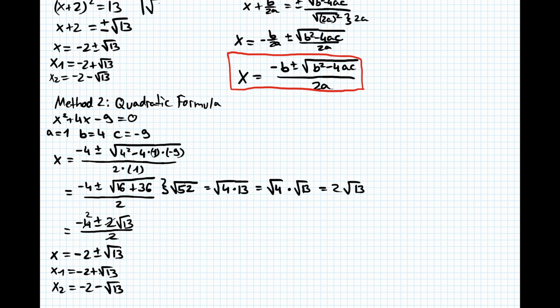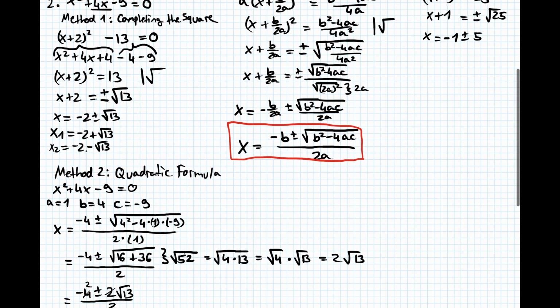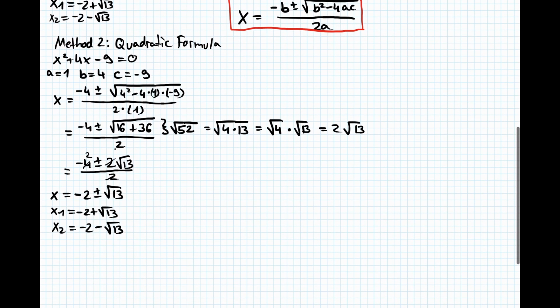square root of 13. And as you notice now, the solutions are exactly the same as with our method 1, completing the square. Because the quadratic formula does exactly that, it completes the square, but you don't actually have to go through the step of physically completing the square. All you have to do is plug in your coefficients, the a, b, and c, into the quadratic formula.